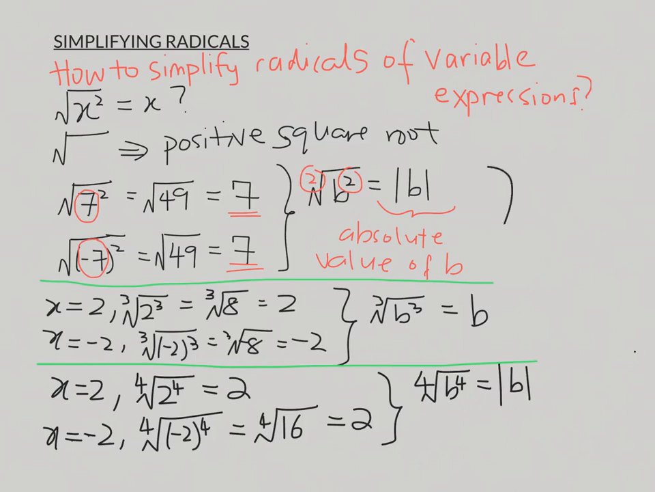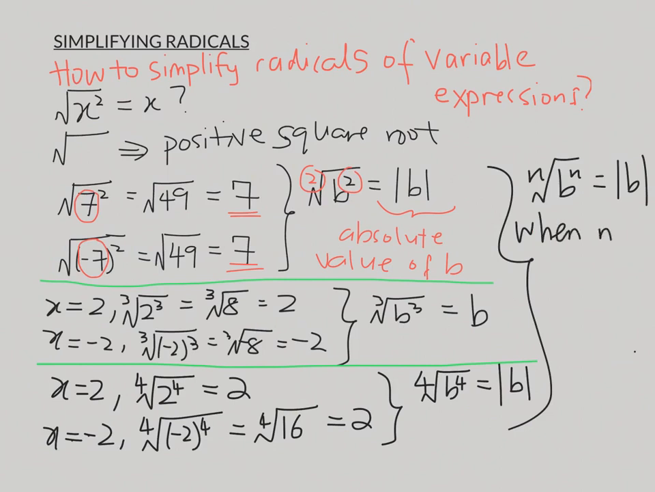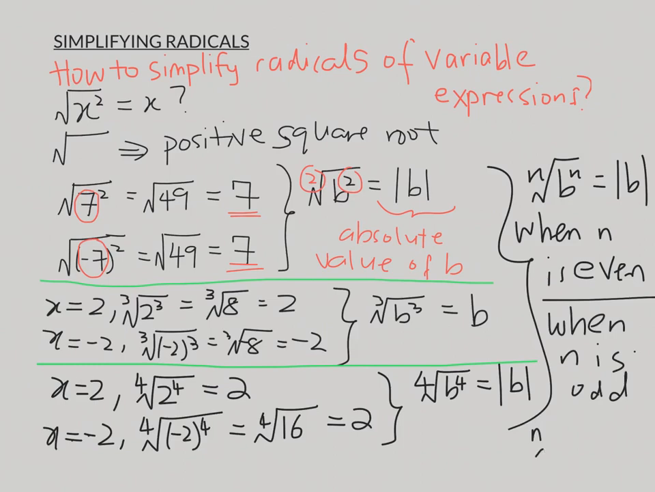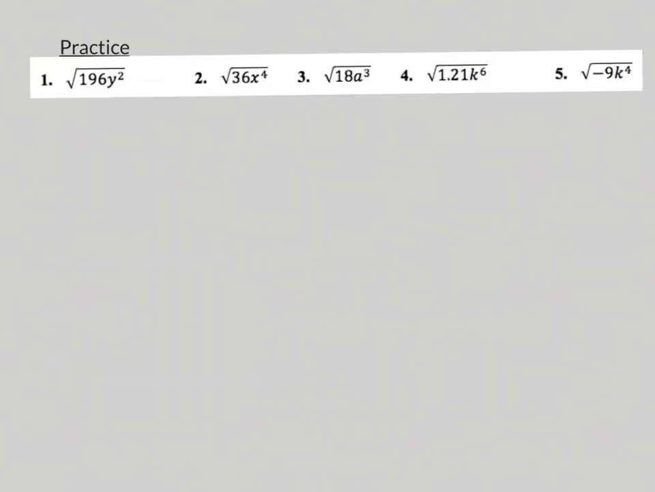This gives us the next property, which says that the nth root of b to the n is equal to the absolute value of b when n is even. When n is odd, the nth root of b to the n is just b. You will take the sign of the value of b. Let's apply what we've just learned by solving some examples.